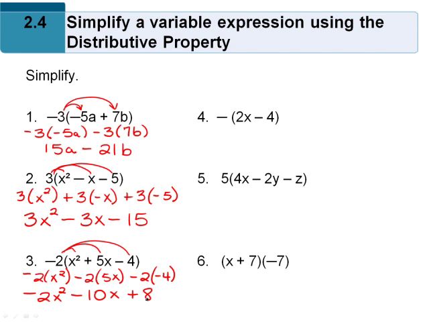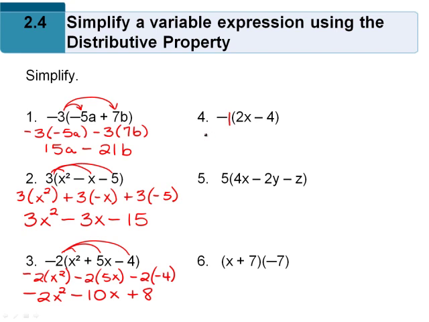Now, number 4, it looks like there's really not much to do because you just have 2x minus 4 in the parentheses, but you have this negative sign out front. So what you want to remember is that there's understood to be a 1 right there in front of the parentheses.